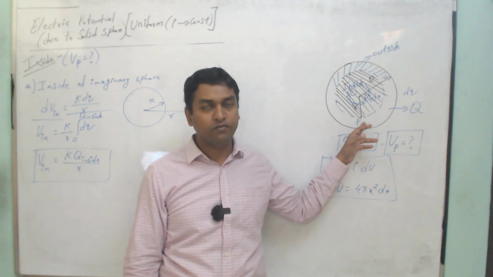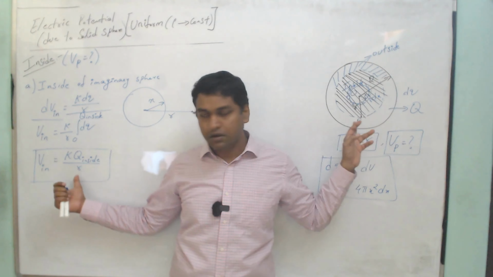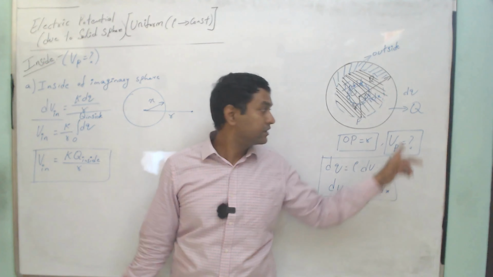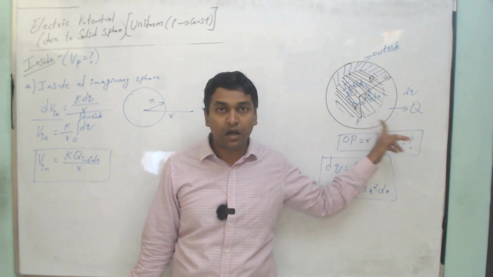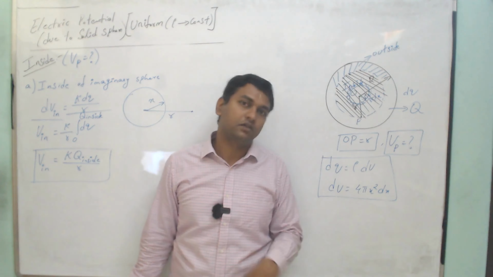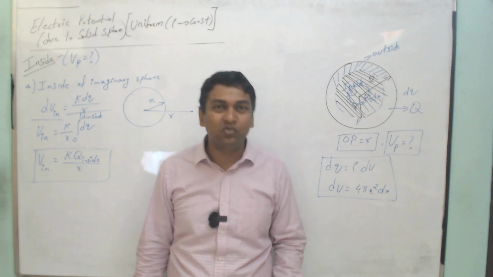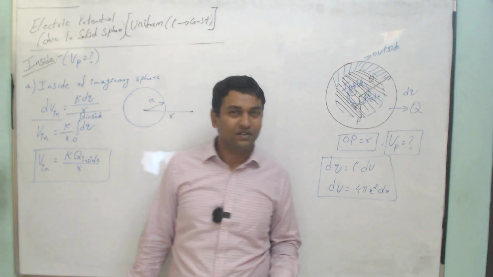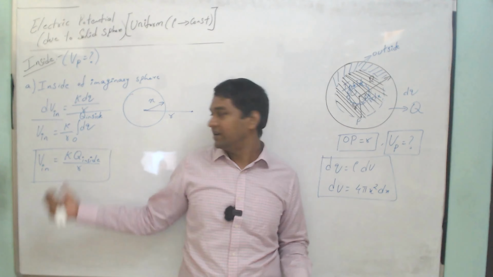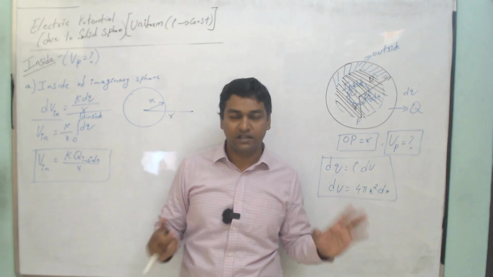So, if my small r is capital R, that means this point P will come on the periphery of the solid sphere. So we can write total Q inside divided by capital R, and Q also is total Q in that case.